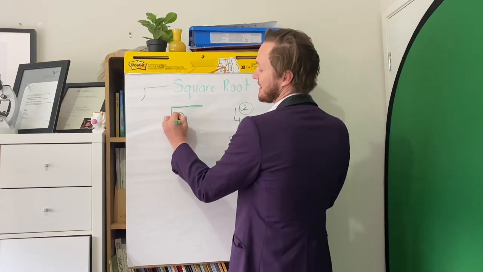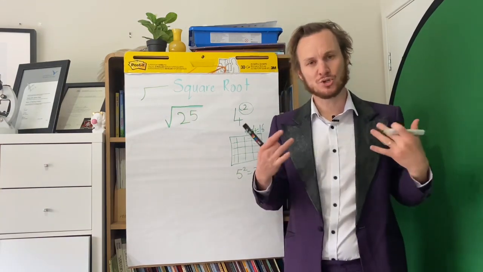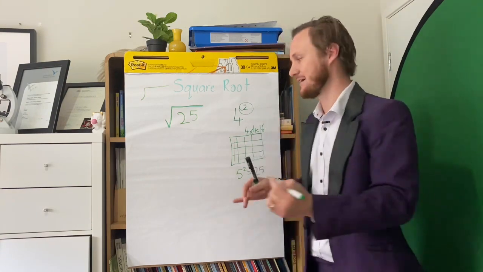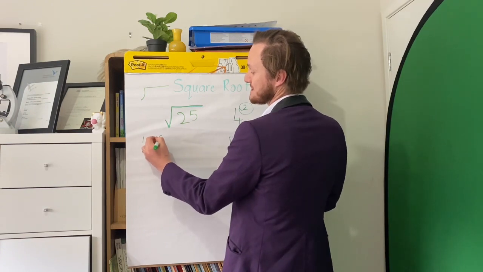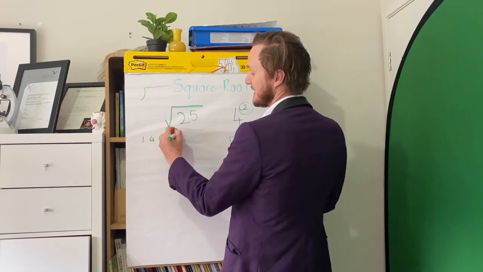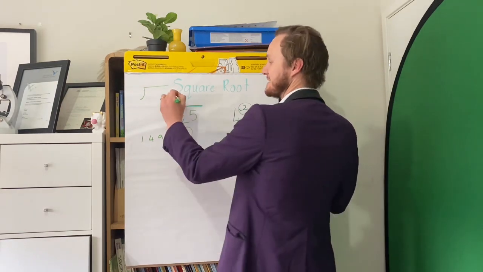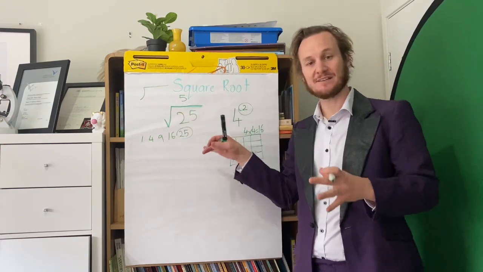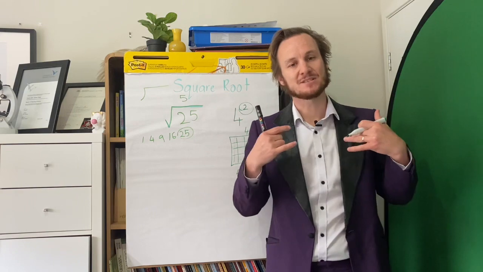So if you had a number like the square root of 25, you would go through your head and think which number times by itself would equal 25. Now we know 1 times 1 is 1, 2 times 2 is 4, 3 times 3 is 9, 4 times 4 is 16, and 5 times 5 is 25. That is our number. That means the answer would be 5, because the square root of 25 is which number times by itself equals 25? The answer is 5. So it's basically the opposite.